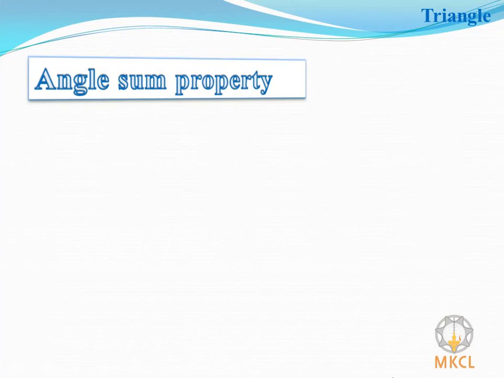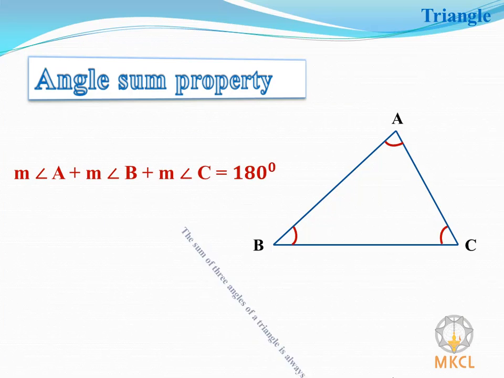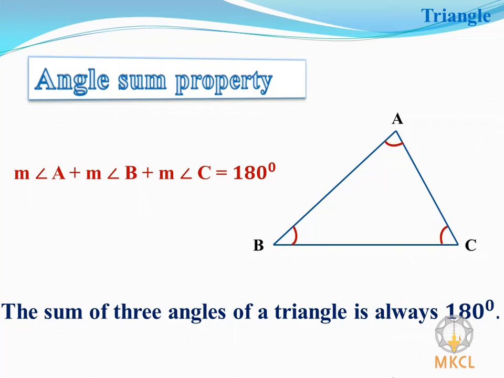One property is called angle sum property. This is a triangle ABC. Here measure of angle A plus measure of angle B plus measure of angle C is equal to 180 degrees. So the property says that the sum of three angles of a triangle is always 180 degrees.